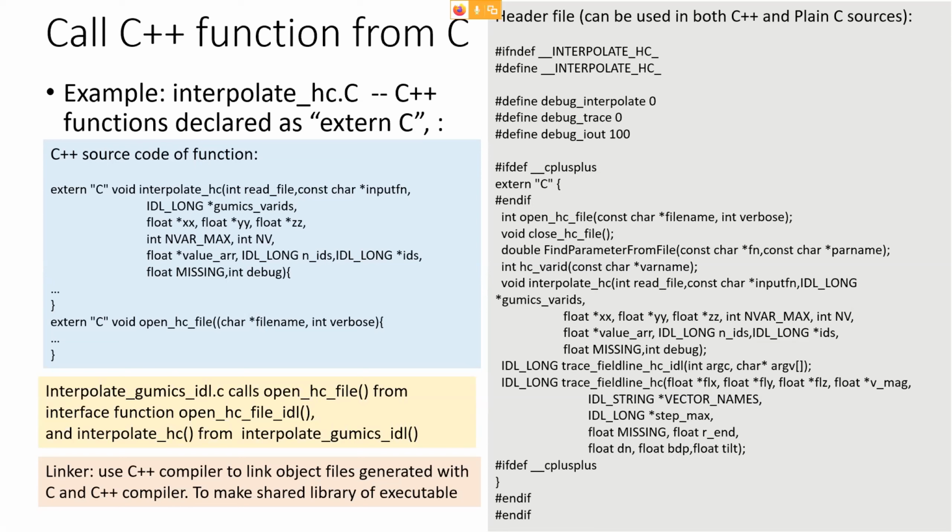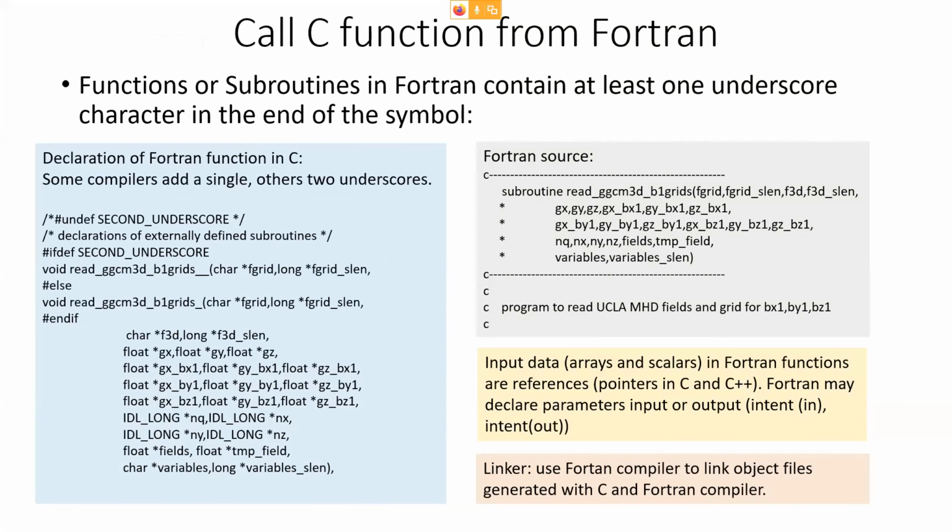And in a similar manner, you can do it for Fortran. So if you can bring up the next slide, Rebecca. Sure. So I have some examples here for how you call a Fortran function. You have on the right, in the gray box, is the Fortran source code for an example function. It has the function read GGCM3D B1 grids, and has a bunch of parameters again in a certain order that you have to replicate in your declaration in C.